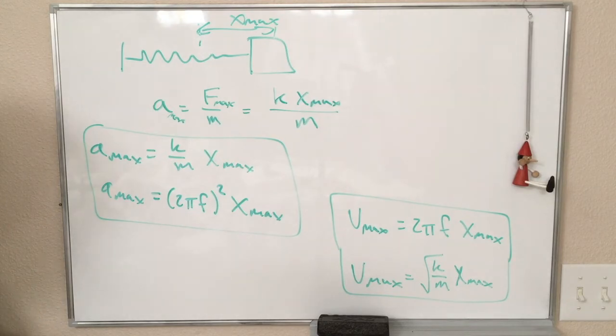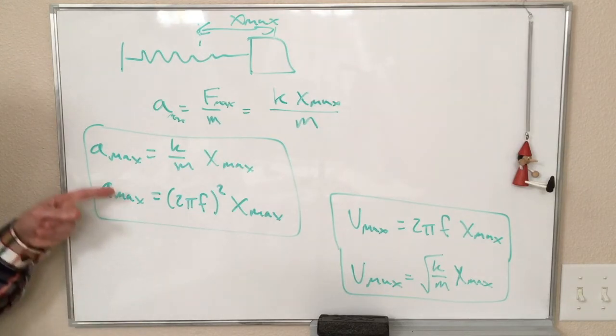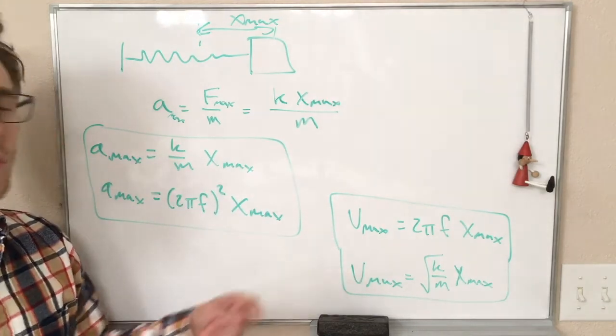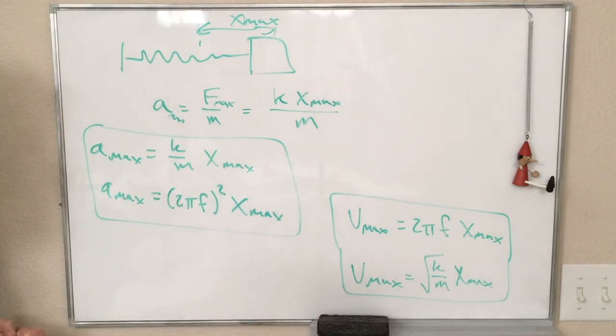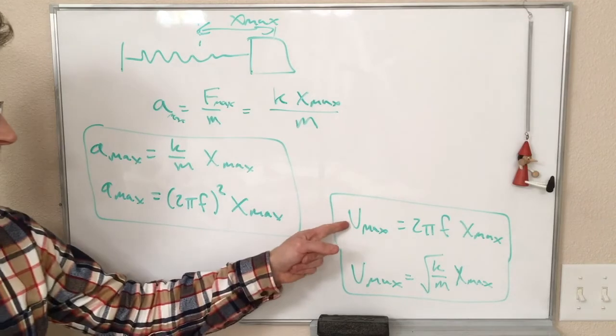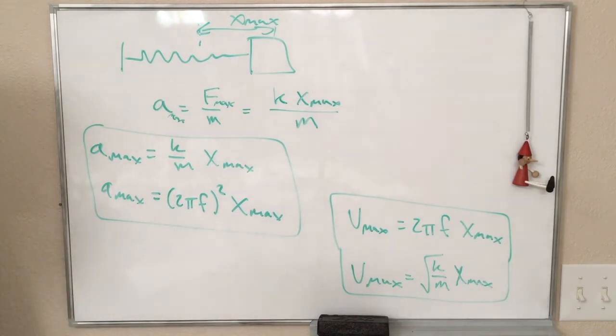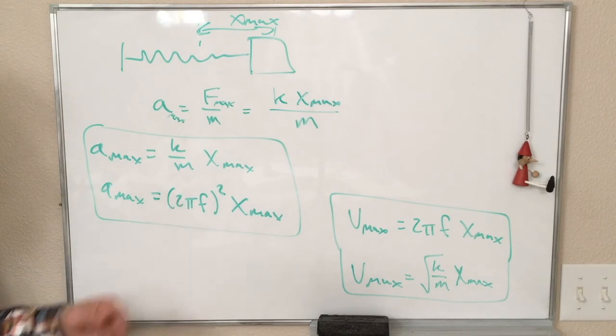All right, so like I said, these equations with k and m are only good for our mass spring system, but these 2 pi f ones we can use for any system, including our pendulum system, or anything else oscillating where we know its frequency.